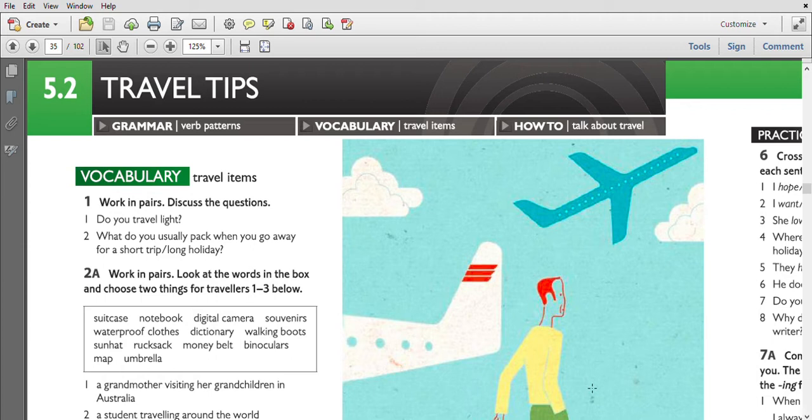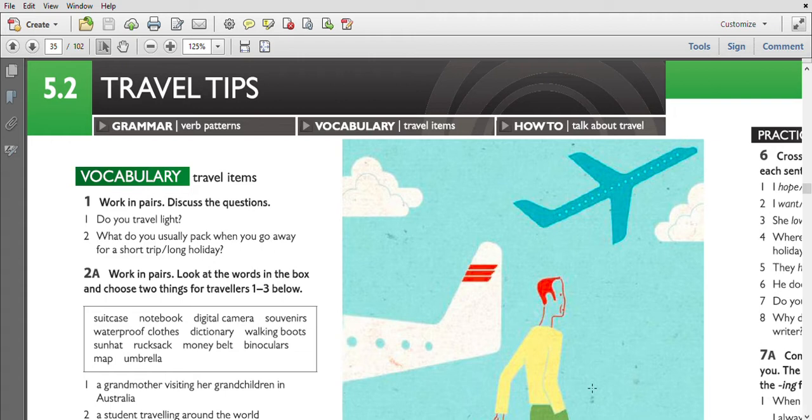Hello, our unit is 5.2 from Speak Out Pre-Intermediate Students' Book and it's called Travel Tips. So we will have grammar, verb patterns, we are going to have new vocabulary, travel items, and we will learn how to talk about travel.